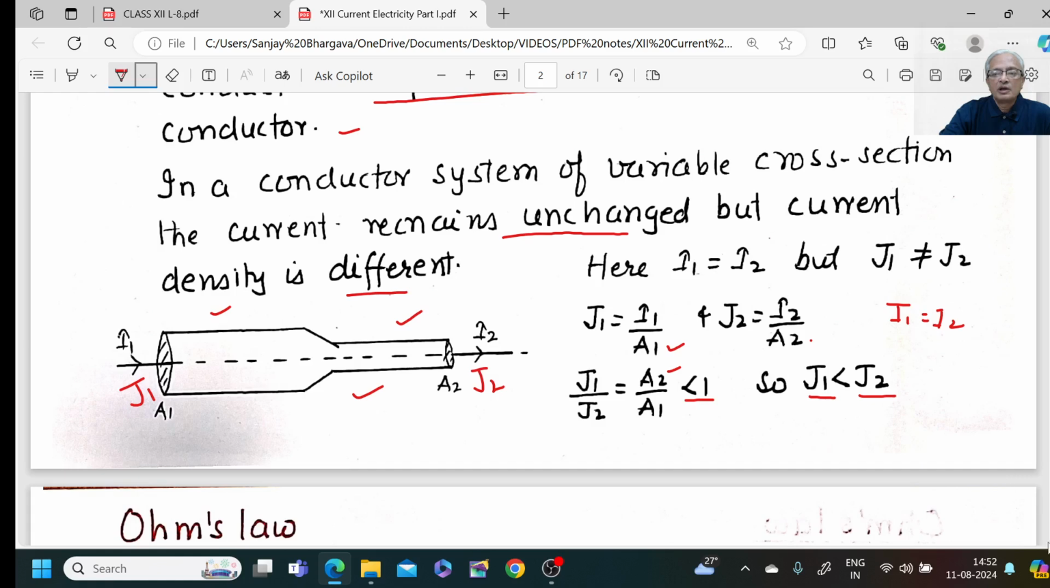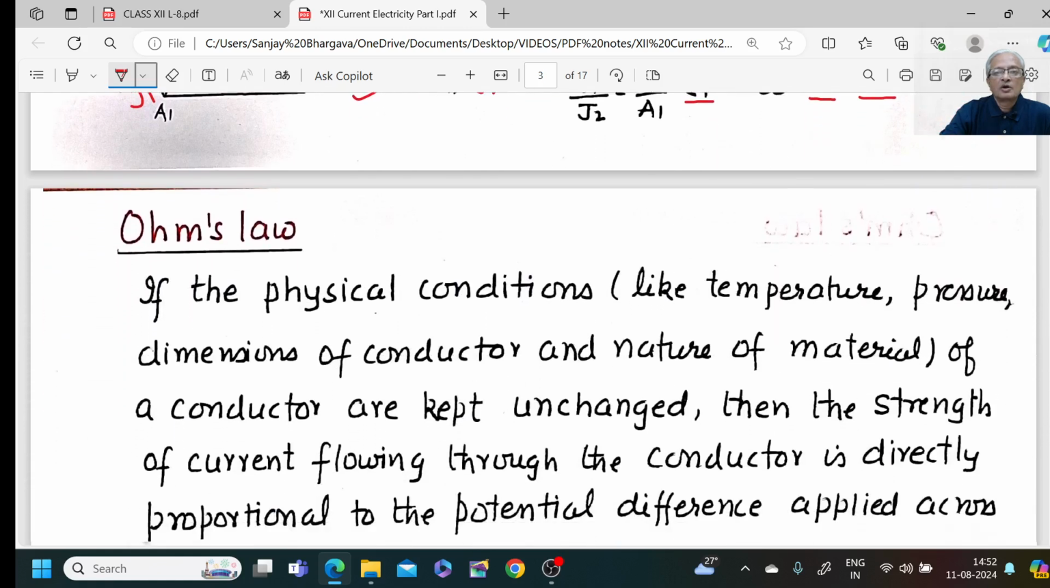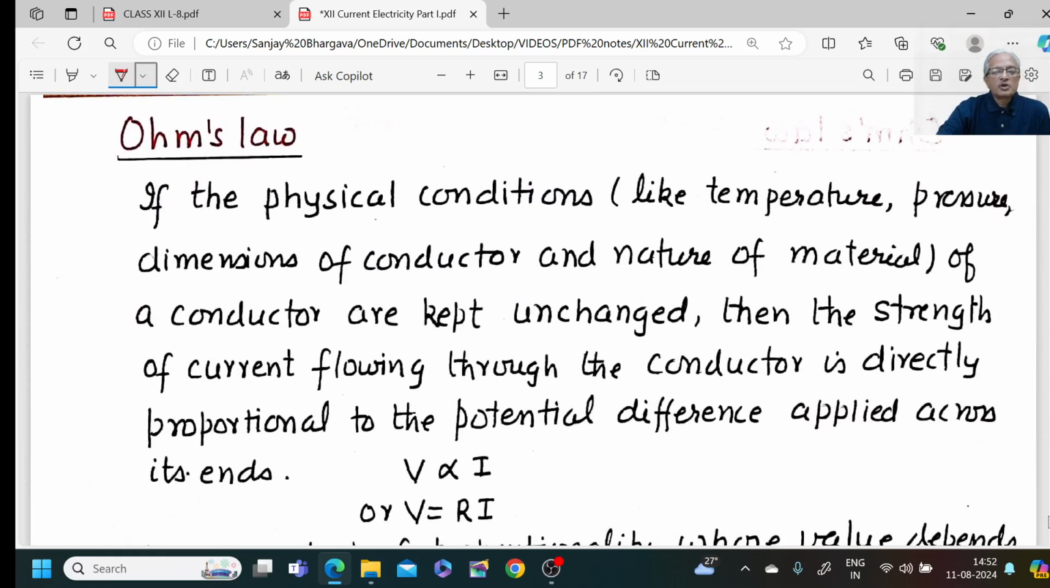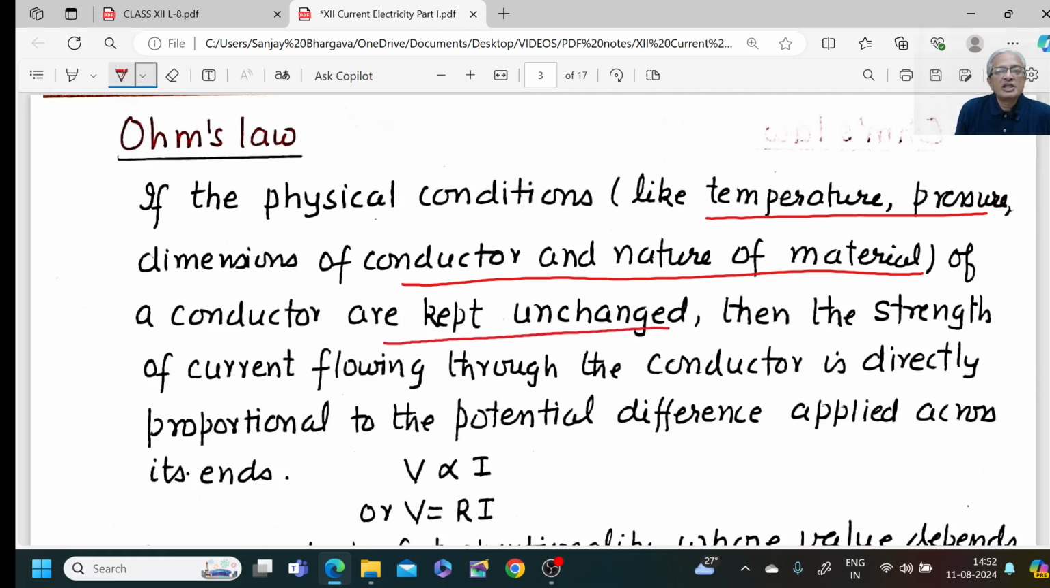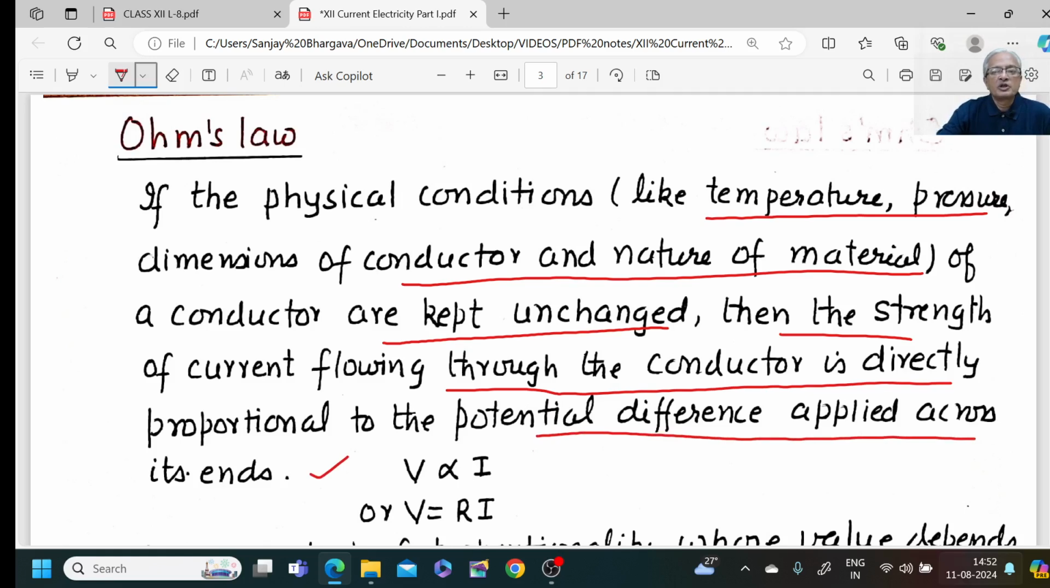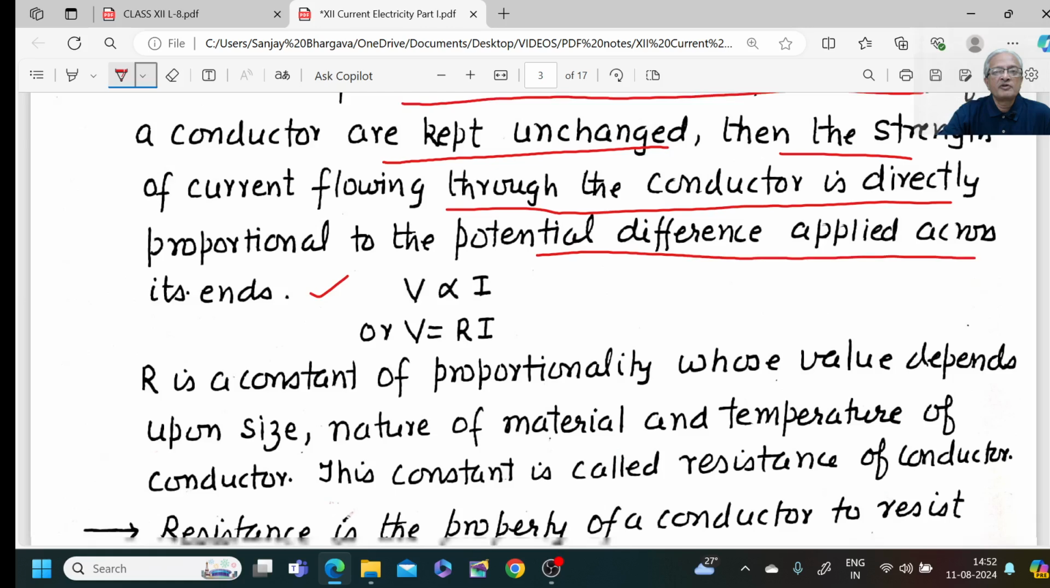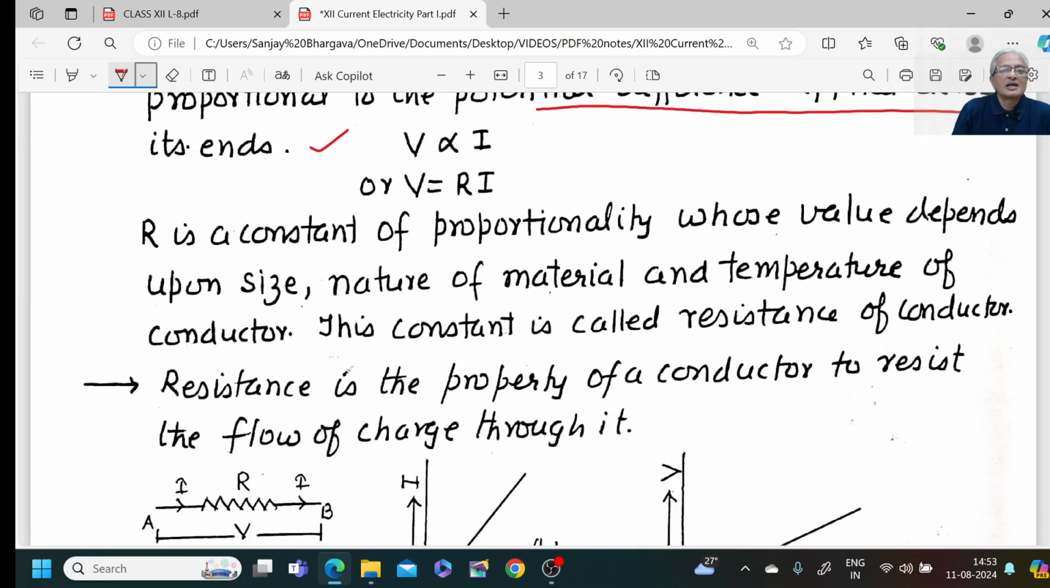Now we come to a very important law called Ohm's Law. How do we define it? If the physical conditions like temperature, pressure, dimensions of the conductor and nature of material of a conductor are kept unchanged, then the strength of the current flowing through the conductor is directly proportional to the potential difference applied across its ends. So V is proportional to I. To remove the proportionality sign, we make use of a constant, and that constant is R. So we write it as V is equal to RI.